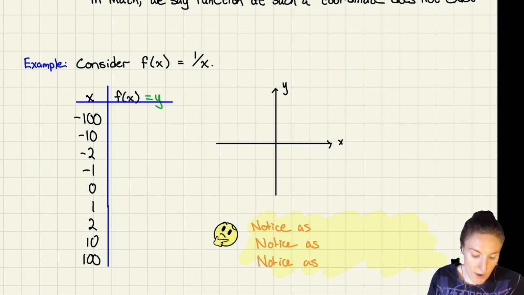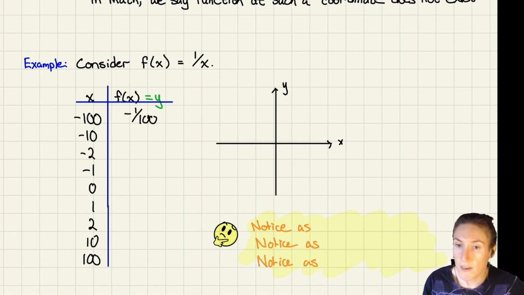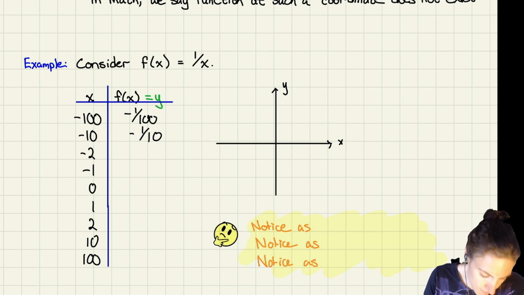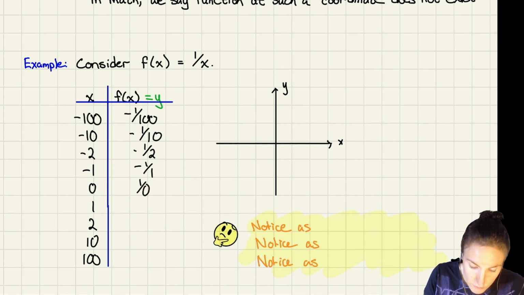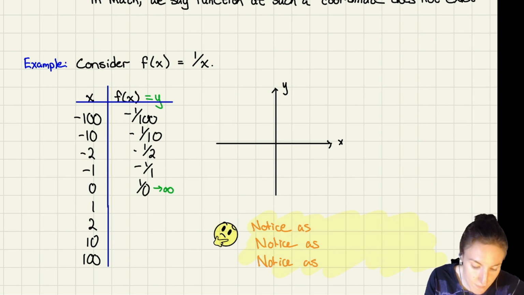All right, so when our x is equal to negative 100, our f of x, if we plug it in, we're going to get negative 1 over 100, which is a small number. As x starts getting closer to 0, the value of f of x gets a little bit larger. When we get to negative 2, we have negative a half, and then we're going to have negative 1 over 1. When we have 1 over 0, this value does not exist. Okay, because this is a really big number, it's infinity.